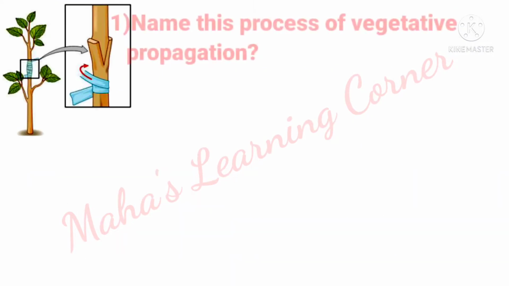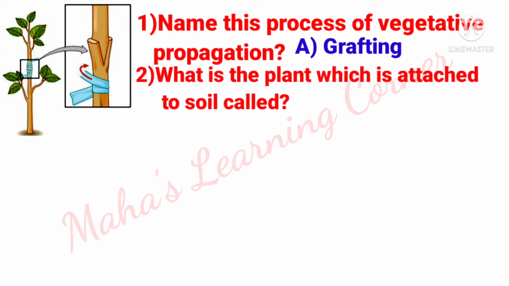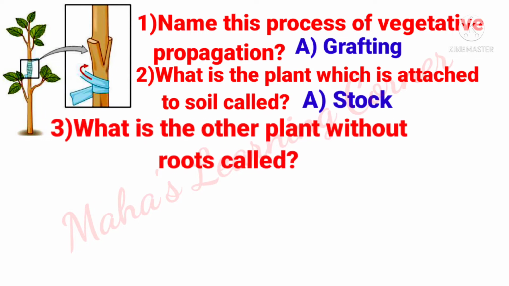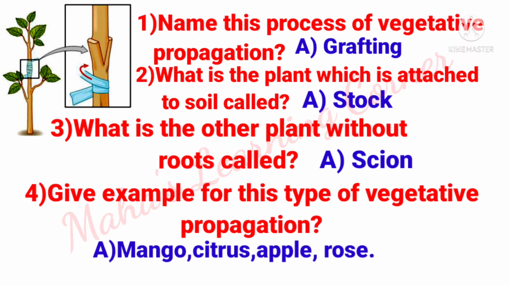Next question. Name this process of vegetative propagation. Correct answer, grafting. What is the plant which is attached to soil called? Stock. Third one, what is the other plant without roots called? Correct answer, scion. Give example for this type of vegetative propagation. Correct answer, mango, citrus, apple, rose.